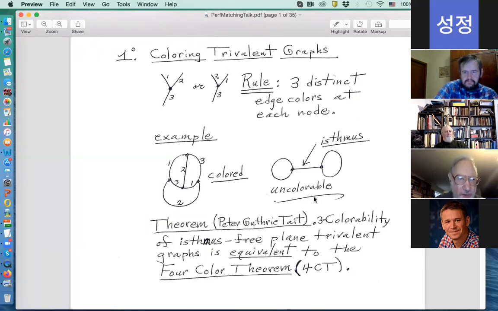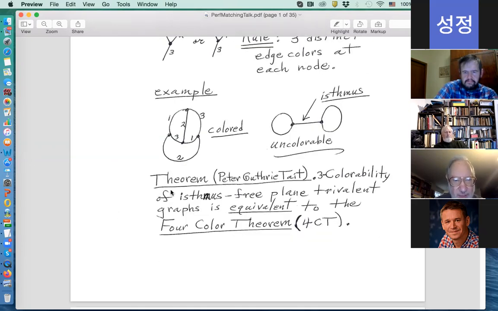So it could be 1, 2, 3 in the clockwise order. It could be 2, 1, 3 in the clockwise order. And that takes care of all 6 permutations of 3 things, taking them cyclically. And we'll see why that's important, the cyclic order, in a moment. But here's an example of a little graph, sometimes called the ladybug, which has been colored.